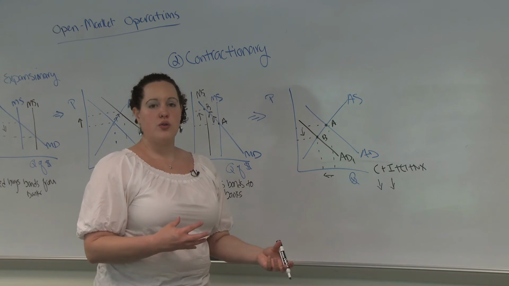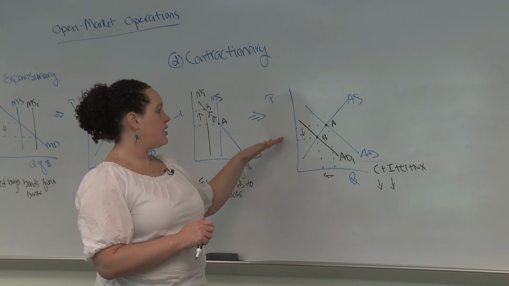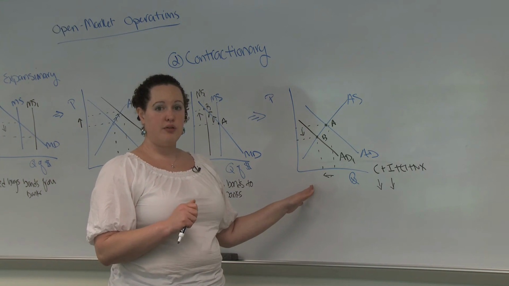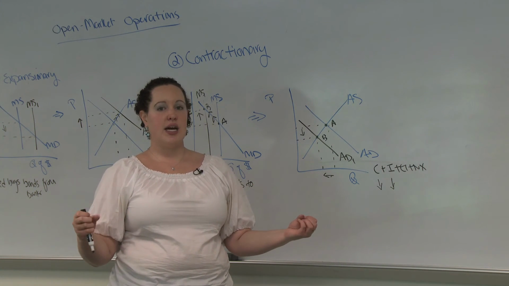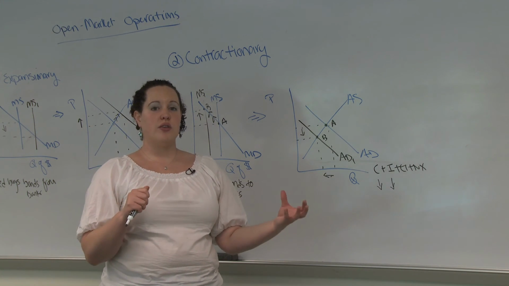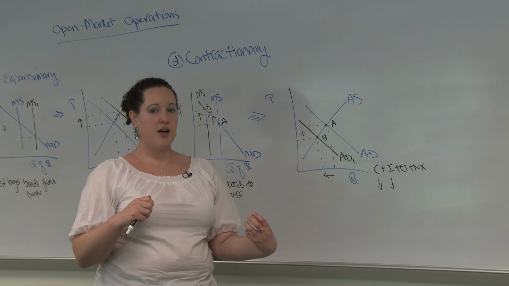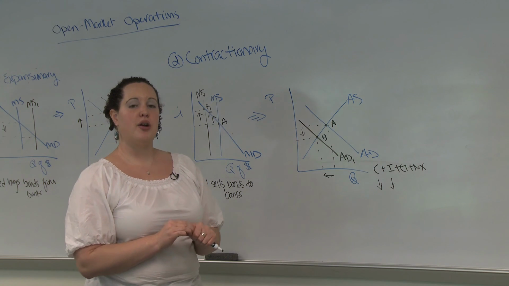So the overall results of contractionary monetary policy are to decrease the price level and also to decrease the amount of output that we're producing. The goal of expansionary monetary policy is to rev up the economy, increase our output and our growth. The goal of contractionary monetary policy is to rein in spending and growth and slow the economy down. So that's an overview of monetary policy and open market operations.